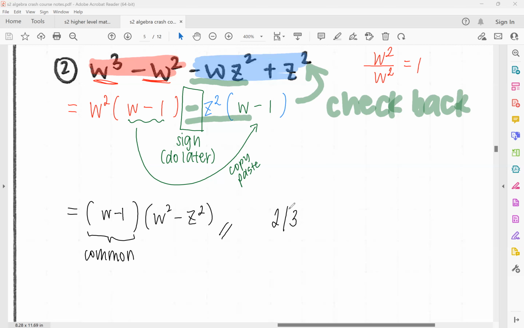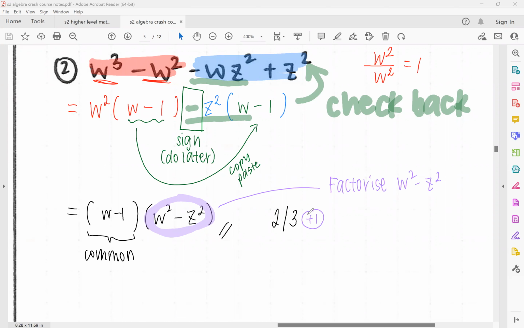Does anybody know why? Ecclesiastes, if you know, you can try also. Yes? Factorize who? Sorry? Square minus. Very good. So actually we need to factorize, not expand. Factorize W square minus Z square to get your 1 more mark, to get your full marks. Understand? So if you stop here in the exam, you only get 2 marks.